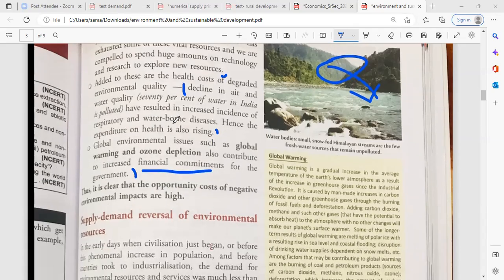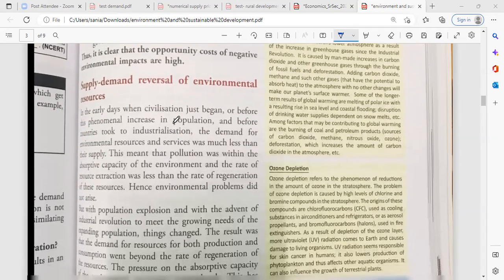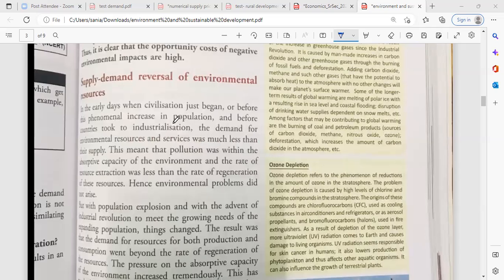Okay. After this, we have the next topic, which is supply demand reversal of environmental resources. Right? So let's see what this is basically. So basically, in the early days, when civilization just began, or before the increase in population and before the countries took to industrialization, the demand for environment resources and services was much less than their supply. Okay, this was the situation at the early time.